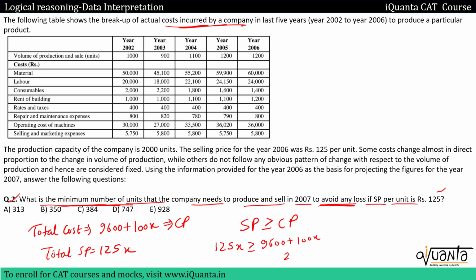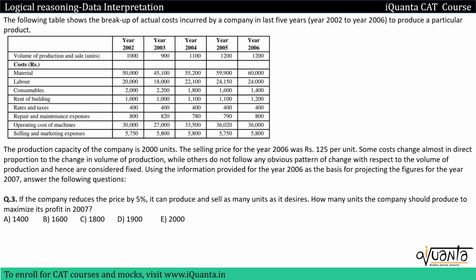If you solve this, we'll get 25x greater than equal to 9600, which means that x should be greater than equal to how much? 384. So the number of units produced must be 384 or more than that. So what will be the minimum number of units? It will be 384 only. Option C will be the correct answer here. So here we had to use the basic profit formula, SP minus CP. Now let us go to the next one.